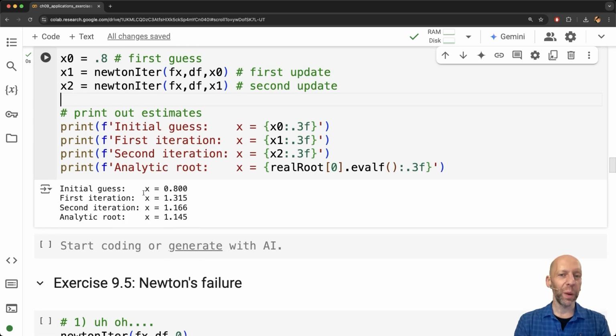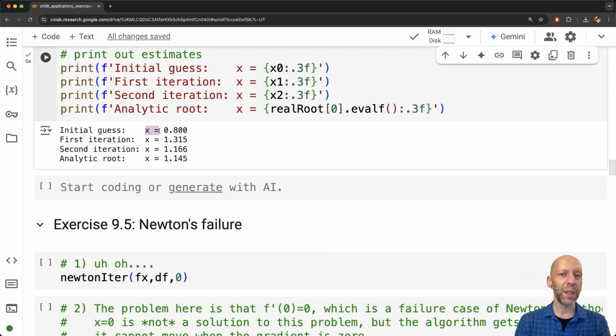Now it's interesting to compare. You can see the root was initially too small, right? This is the target number that we're looking for. So we started off being too small, and then we actually overshot, right? So the first update from Newton's method went too far over the actual root. But then the second update was much closer. And you can run it for a third and fourth update, and you will find it's going to keep getting closer and closer. That's actually what we are going to explore in not the next exercise, but the one after that.